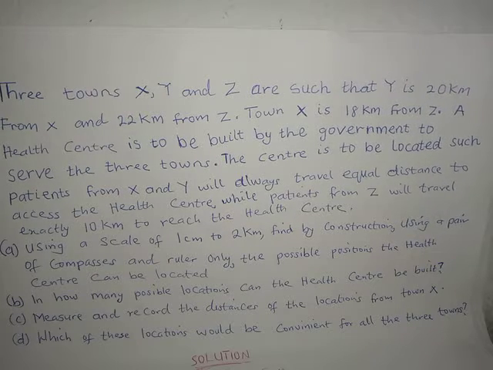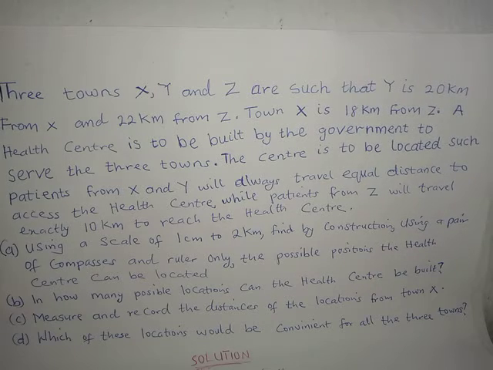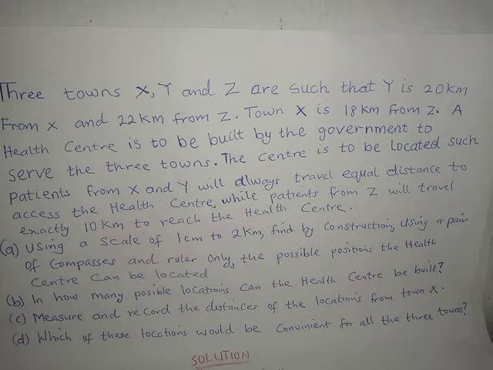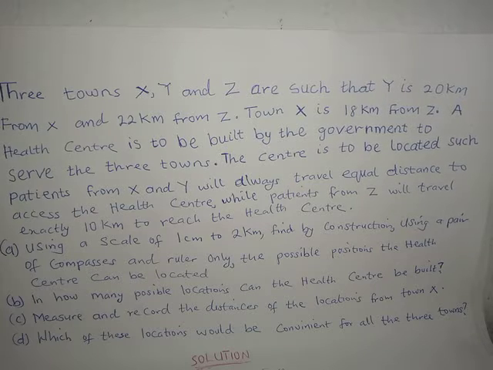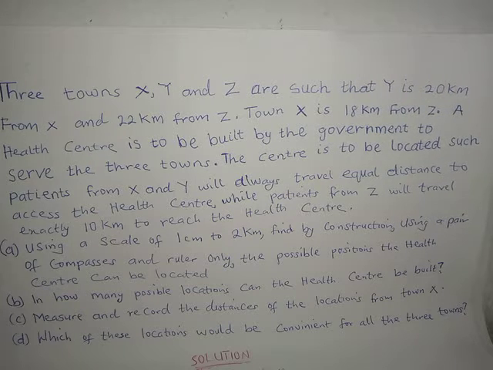Now what we are going to look at is this. If you notice, town X and Z are particular distances from Y. So I'm going to make my Y the center of the three towns. And again, we are told that no matter what distance X and Y move, patients from X and Y must always move equal distance. So you have to understand the basics of geometrical construction. Now this has to do with points. So the patients from X and Y will always be on points which are equidistant from point X and Y. So the locus of points which are equidistant from two fixed points is going to be the perpendicular bisector of the line joining those two points.